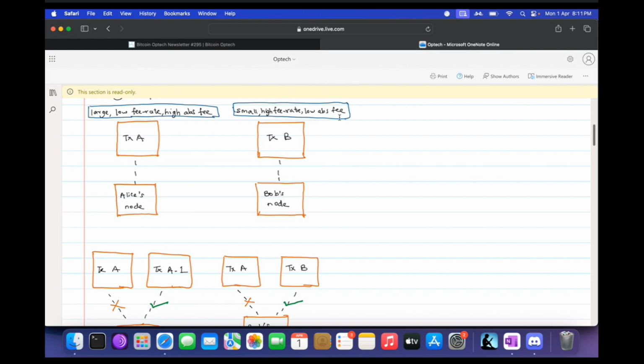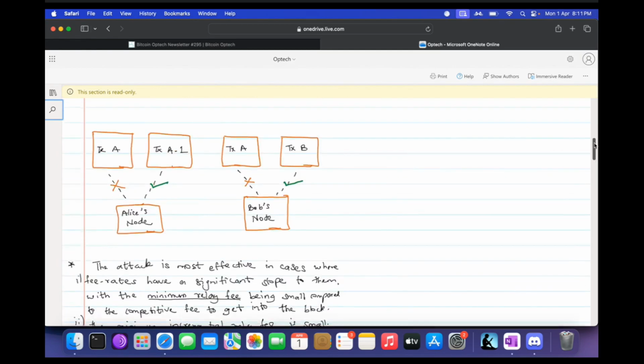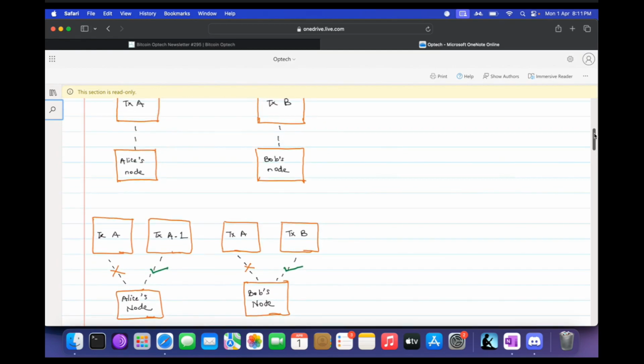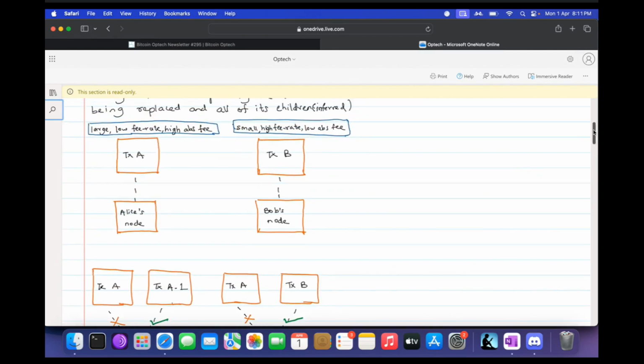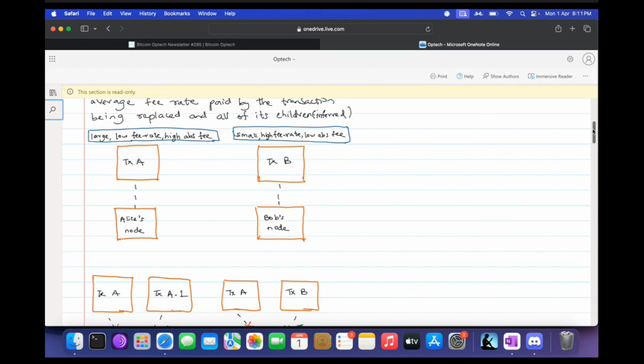Now what happens in this situation is that as we scroll down, if we look at the right side, Bob's node already has transaction B, right? You can see the green tick mark. So Bob's node already has transaction B. When transaction A reaches Bob's node, it will reject it because it's paying a low fee rate. It violates rule number 6 that we talked about earlier. And if transaction B reaches Alice's node, it is going to reject it because it's paying a low absolute fee.